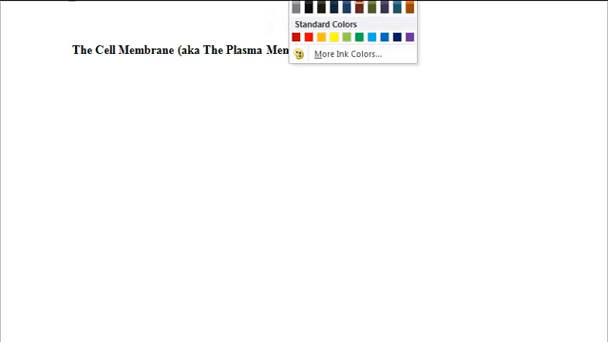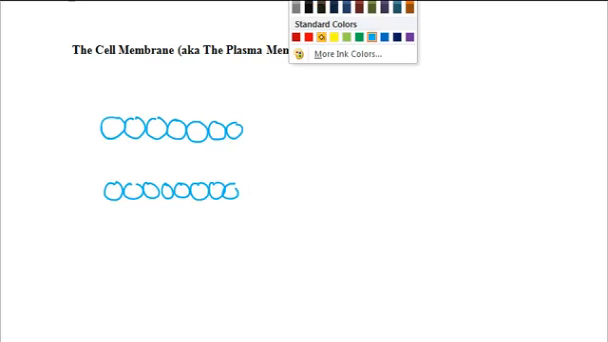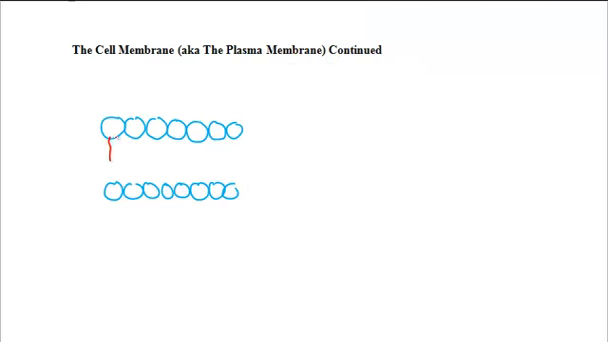And draw it. First, we're going to draw our phospholipids. We're going to color code our phospholipids. The phospholipids have heads just like water. And then they have tails that fear water. They're non-polar. They don't like interacting with the polar bonds of water molecules.